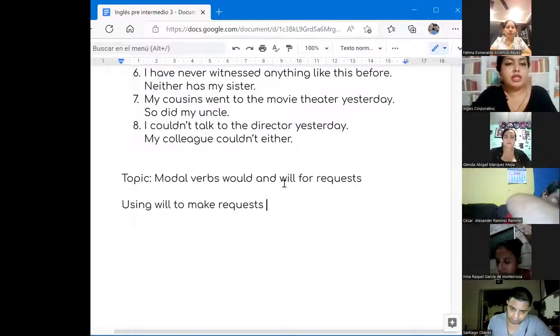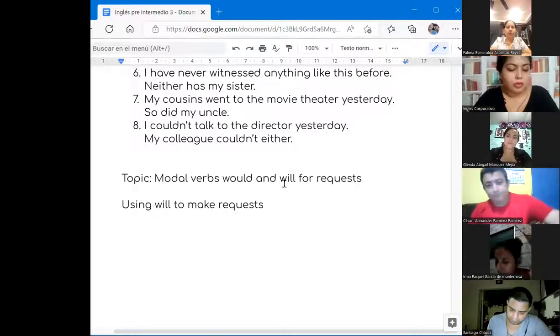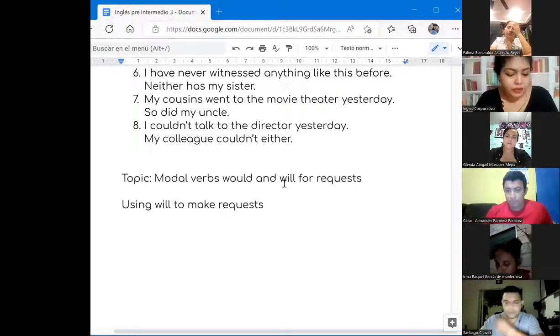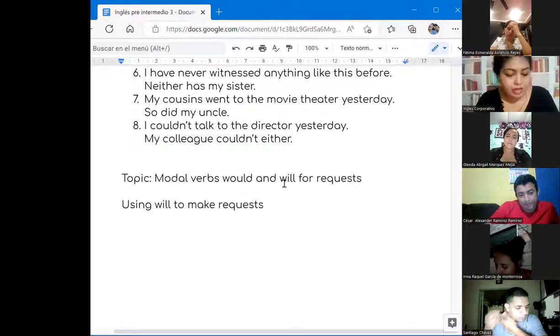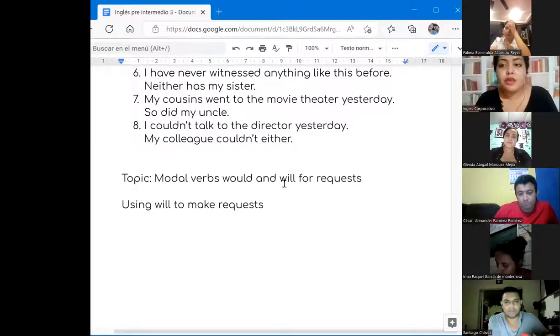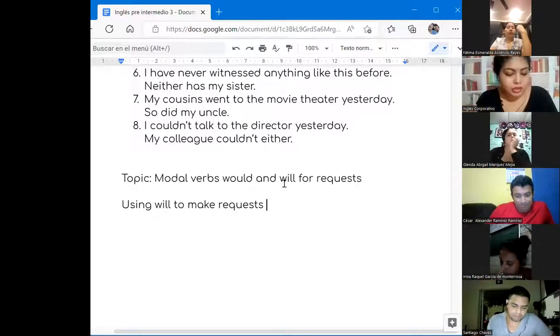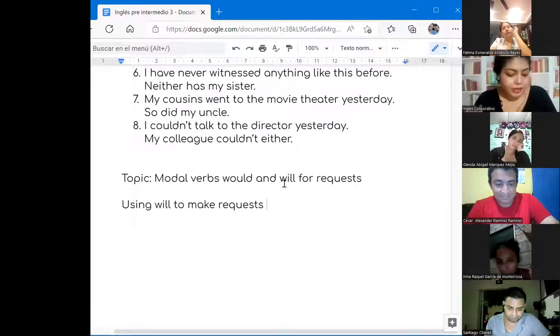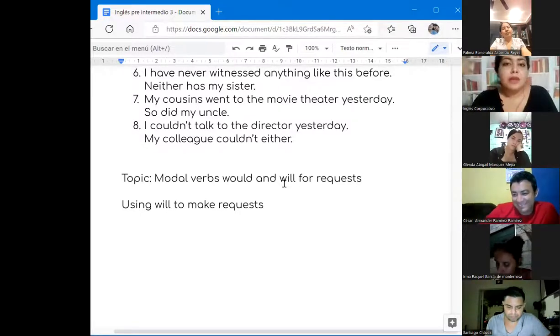So the first thing is using will to make requests. It says that will is the auxiliary verb for the future simple tense, but can also be used when requesting someone to do something. It is important to bear in mind that will is a more casual way of making the request than using the conditional. Así que ahí tenemos que es obviamente para hablar del futuro, pero que lo utilizamos para pedir algunas cosas y que también es más informal.